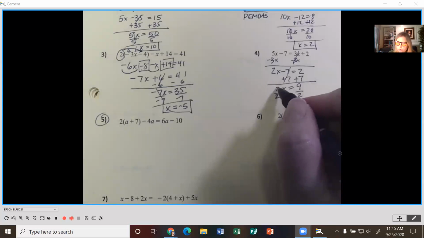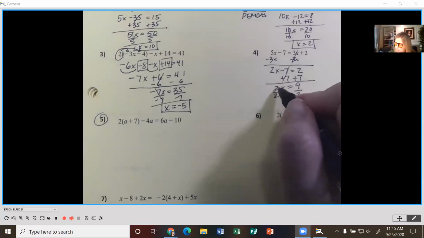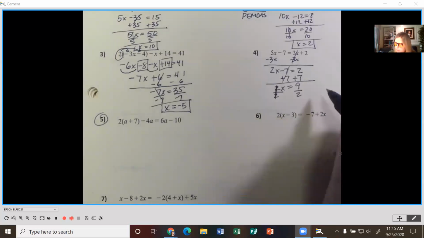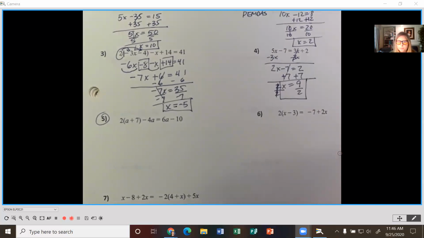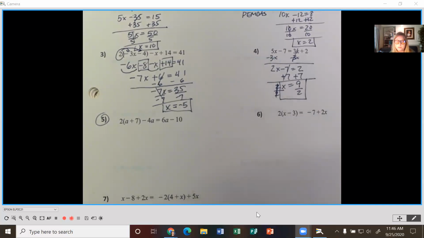Okay, 2 divided by 2 is 1. So then watch what I'm doing here. 9 divided by 2 is, guess what? It's 9 divided by 2. It's 9 halves, okay? We can just leave it like that. We're going to leave it in the fraction form. 9 divided by 2 is 9 halves. Okay. Number 5, we're going to distribute the 2. Actually, I'll pause there for questions.